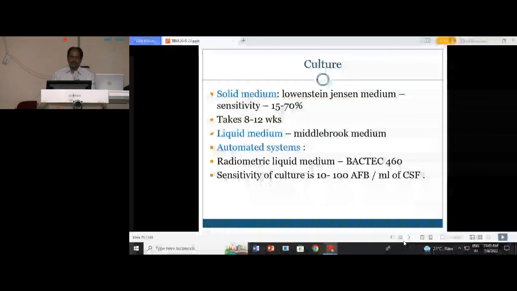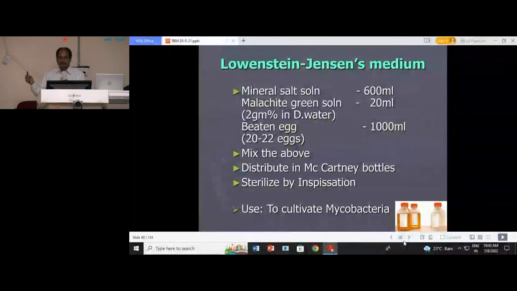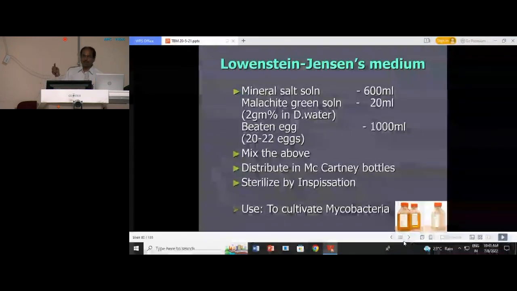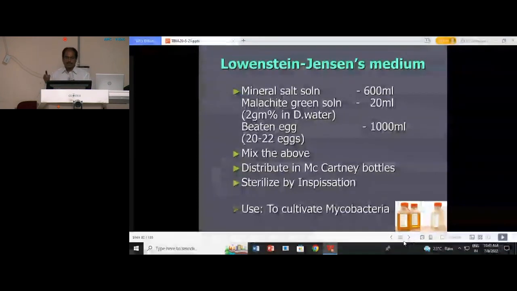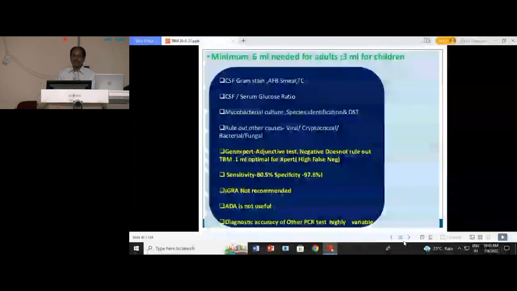LJ media constituents: mineral salt solution 600 ml, malachite green, which inhibits the growth of other organisms, 20 ml, and beaten egg, 1000 ml, about 20 to 22 eggs. Mix the above, then distribute in McCartney bottles used to cultivate mycobacteria by LJ medium. So this is the LJ medium. A minimum of 6 ml is needed for adults, 3 ml for children.